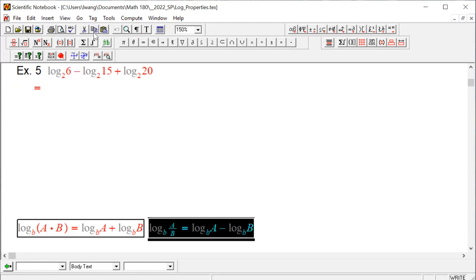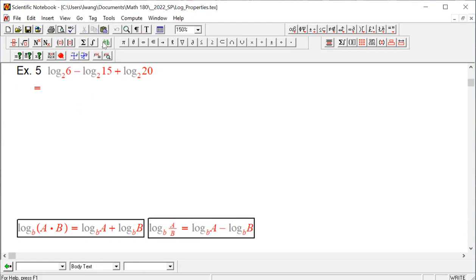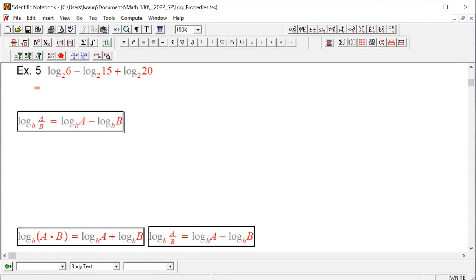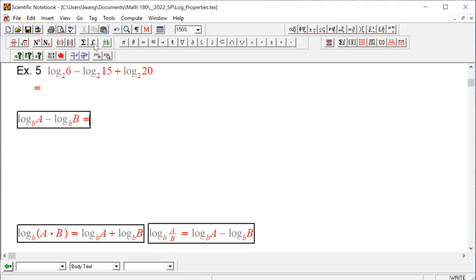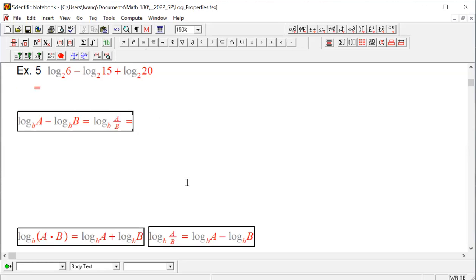So the quotient rule in this case is going to be from right to left, right? If you like to write it this way, you can just put the left on the right and the right on the left. So that would do. And our base here is 2. This is just our little node.